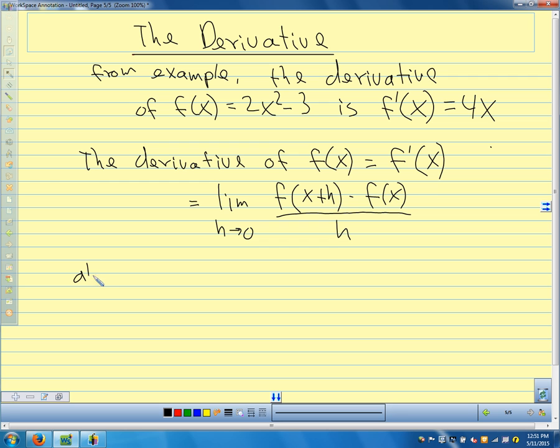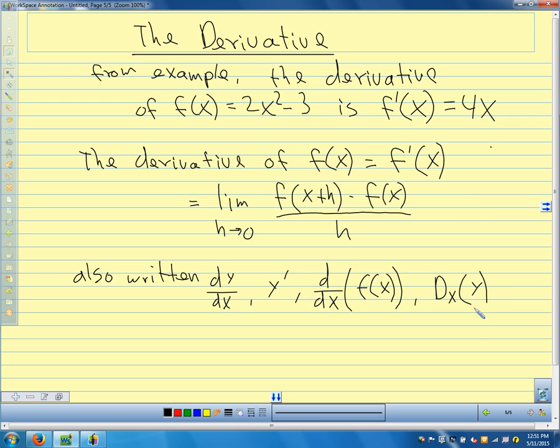You'll also see it written dy dx. You'll also see it written y prime, or d dx of f of x, or d sub x of y. And this is the rate of change of the function as x changes.